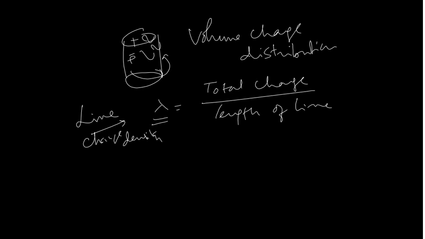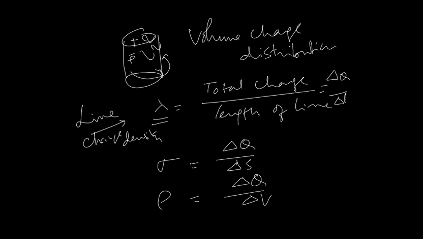In case of surface charge density, the symbol is sigma. Here also this is actually delta Q divided by delta L. This will be delta Q divided by delta S. Only this definition is sufficient. You don't need to do anything here. Okay. And if you want the third one, which is rho, volume charge density, delta Q divided by delta V, volume. So this is how the three formulas are there for the charge.